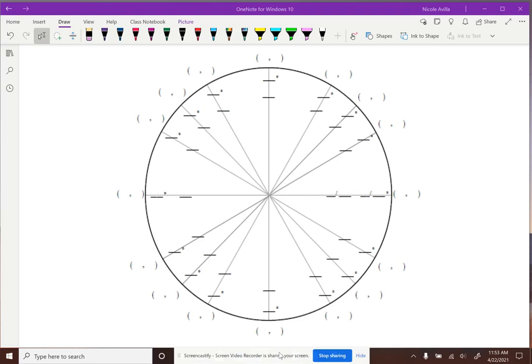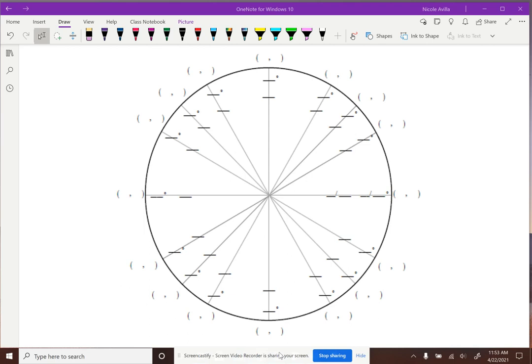Hello everybody, it's Mrs. Avila and I am here to help you develop the unit circle so that you can use it when you're solving for different trig functions. So I'm going to break this up into three parts. We're going to start off with our degrees on the unit circle, working our way around. Then we'll do our radians, and then we'll end up with coordinate points.